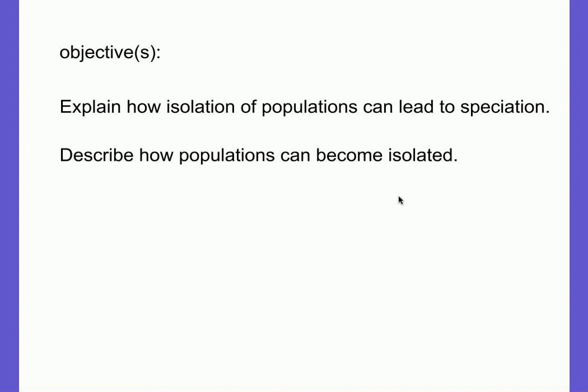These are your Section 5 notes on speciation through isolation. So your objectives are going to be to talk about and explain how isolation of populations can lead to speciation, and then also to describe how populations can become isolated.